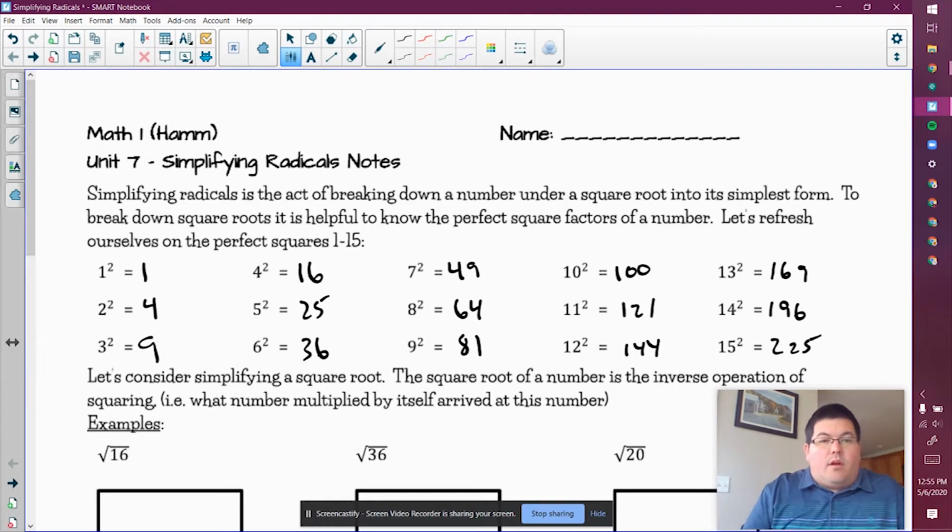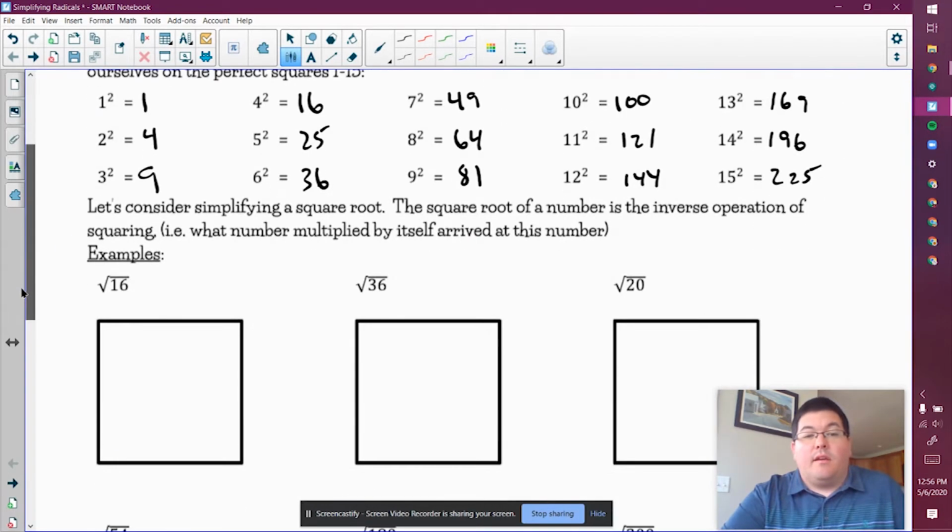Right, so why is this useful? Well, the idea of simplifying a square root ultimately comes from taking a product that's already squared and essentially trying to figure out what the length of one side of that square was. So let's take a look at our notes and see if we can understand what we mean.